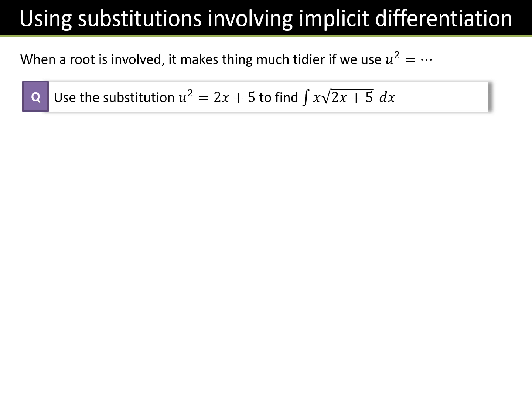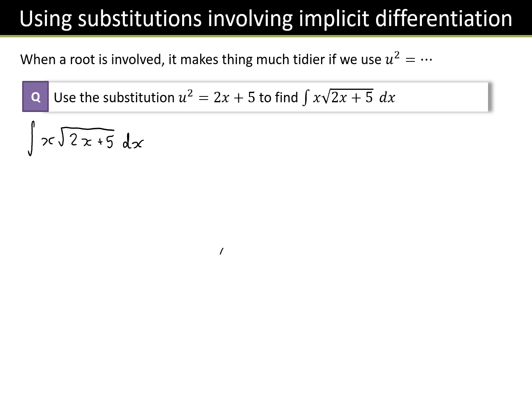This is the same example as what you've just seen. It's identical. However, here it gives you u squared equals 2x plus 5. Now it's given you a slightly different substitution. However, this one works out nicer. It says here, when a root is involved, it makes things much tidier if we use u squared. Now let's do the thing all over again. So we're working with the integral of x square root of 2x plus 5 dx.